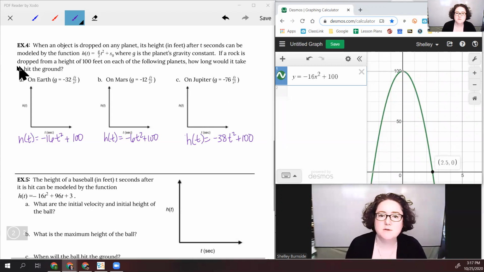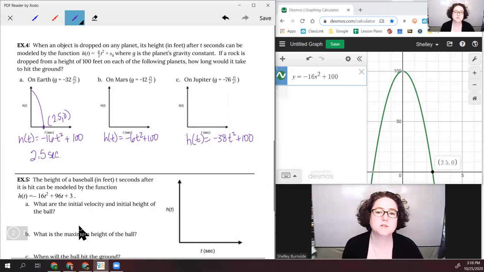Alrighty. So for all three of these, our graph looks very similar. We start at a point and then we just drop. On this, our x-intercept is 2.50. So that means on Earth, it would take 2.5 seconds for that rock to drop.